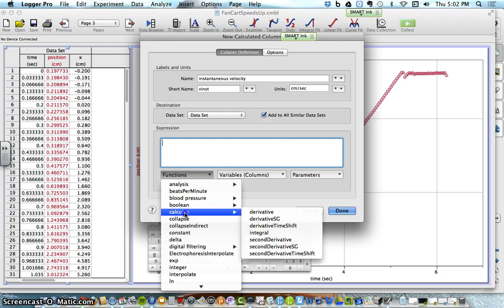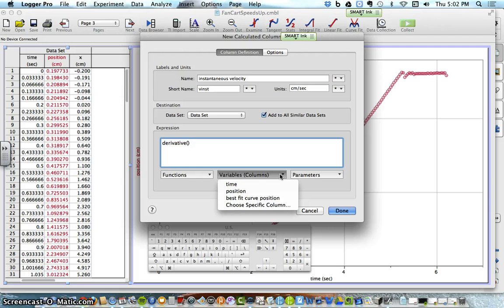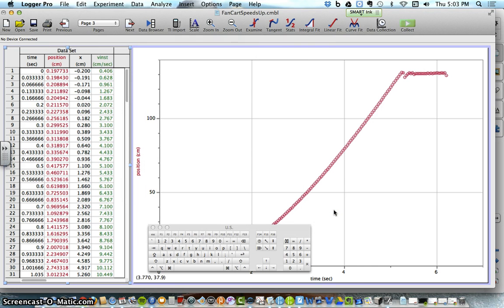So again, I'm going to use a calculus function called derivative. I'm going to go variables, and I'm going to use my best fit curve. So best fit curve is what I'm going to use. And then I'm going to use time on the horizontal axis. So what this means is, hey, Logger Pro, please take the slope of all my tangent lines that are tangent to my best fit curve on my best fit curve position time graph. Okay? So I'll hit done. And I also named that column velocity. So now I'm ready to go.